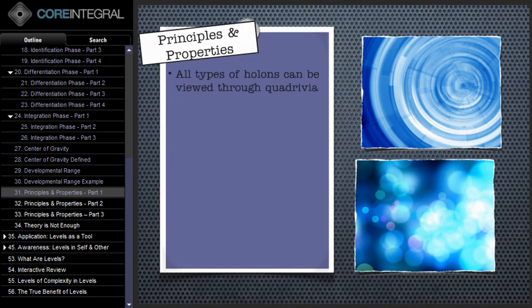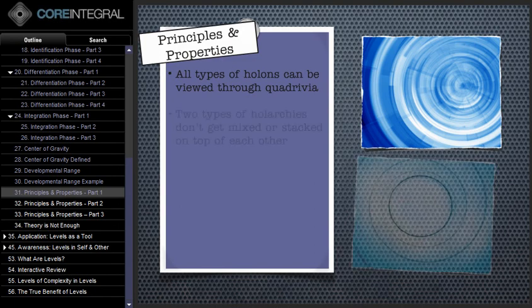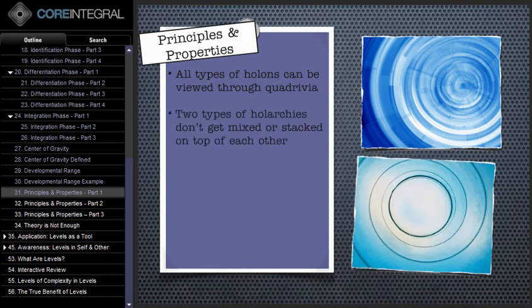All types of holons can be viewed through a quadrivia. Individual holons come together in individual holarchies, and social holons in social holarchies. These two types of holarchies don't get mixed or stacked on top of each other because they exist in upper and lower dimensions of the tetra-evolving, tetra-arising quadrants. Speaking of the quadrants, levels tetra-emerge in lines in all quadrants.